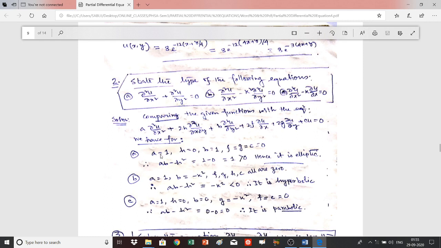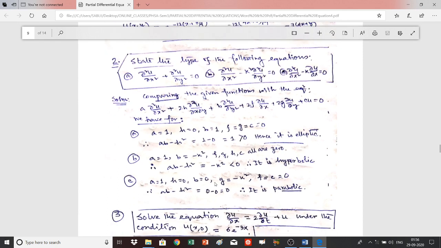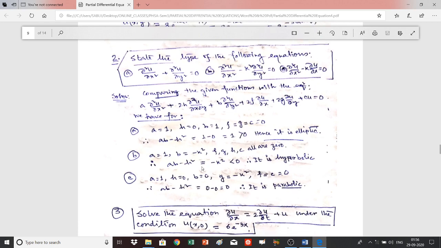You can readily find that a is equal to 1, h is equal to 0, b is equal to 1, and f, g, c are equal to 0. And from here ab minus h square is greater than 0, so it is elliptic. Now for the second equation, you will find that ab minus h square is equal to minus k square, which is less than 0, so it is hyperbolic. And for the third problem, you can show that ab minus h square is equal to 0, so it is parabolic. The explanations are there, so you will just go through this.